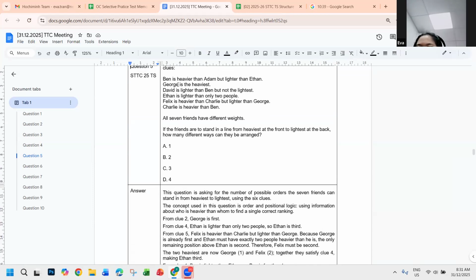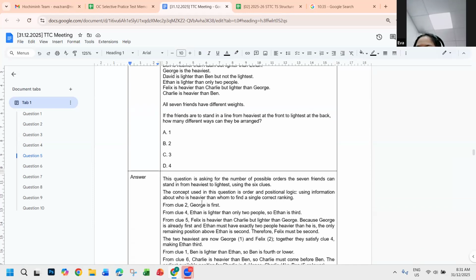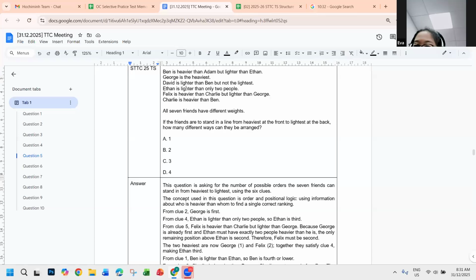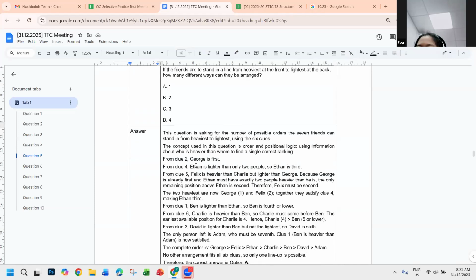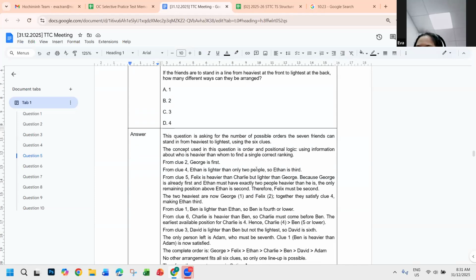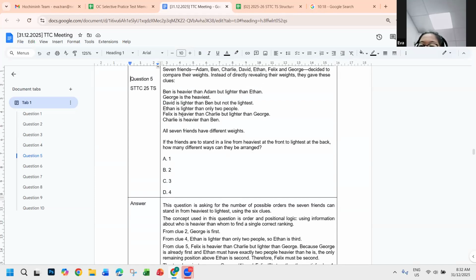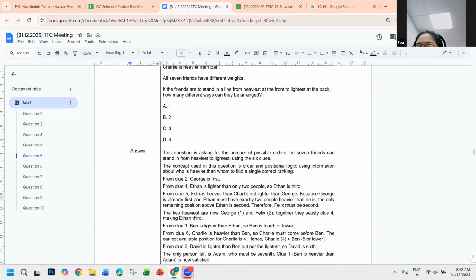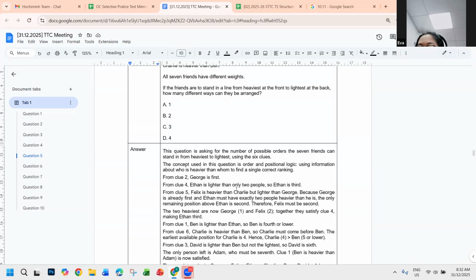From the second clue, we have Josh is the heaviest, so Josh will be the first person in the line. And from the fourth clue, we have Ethan is lighter than only 2 people, so Ethan will be in the third position. And from the fifth clue, we have Felix is heavier than Charlie but lighter than Josh.